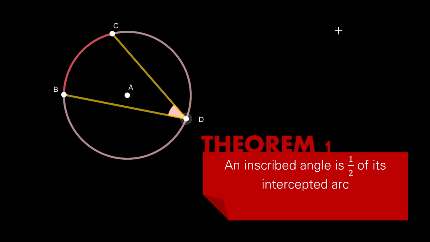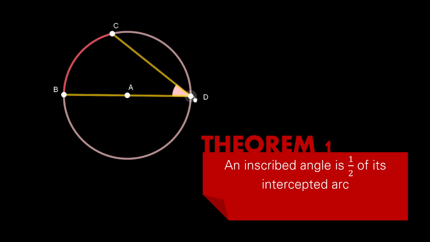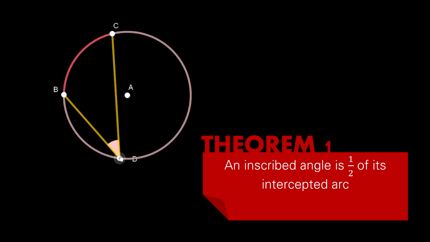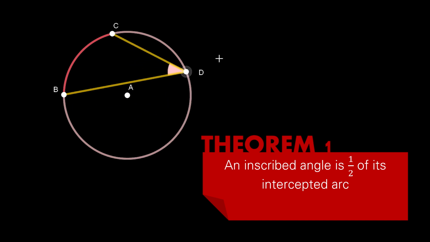Now, to prove theorem number 1, we can consider 3 cases. The first case is when the center is on the inscribed angle, just like this one. The second case is when the center is inside the inscribed angle, just like this one. And the third case is when the center is outside the inscribed angle. It's like this one or this one.